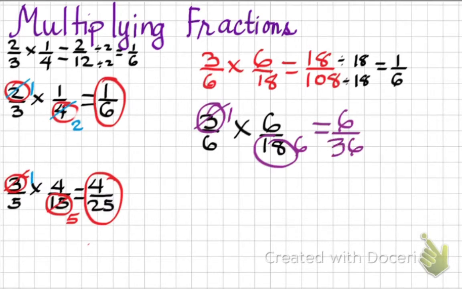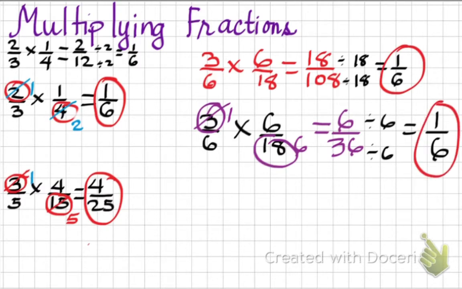Now we can multiply across. 1 times 6 is 6, and 6 times 6 equals 36. But we can still simplify 6 over 36. So let us find the common factor that goes into 6 and 36. Both numbers are divisible by 6. So 6 divided by 6 equals 1, and 36 divided by 6 equals 6. So we came up with the same answer. So 1/6 is our simplified fraction.